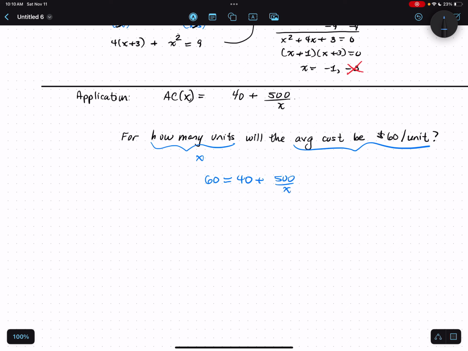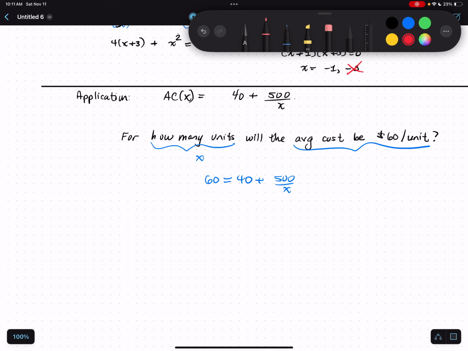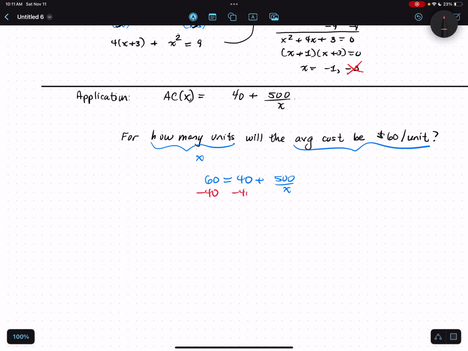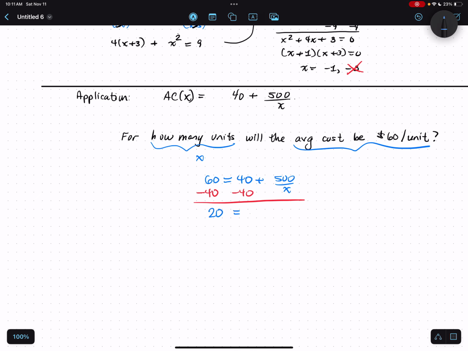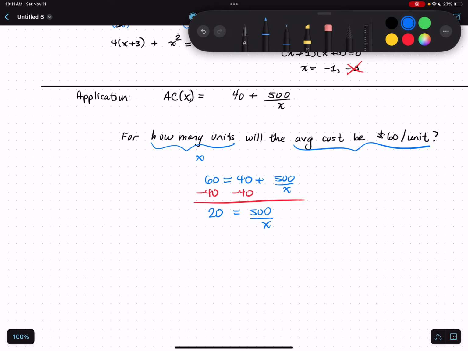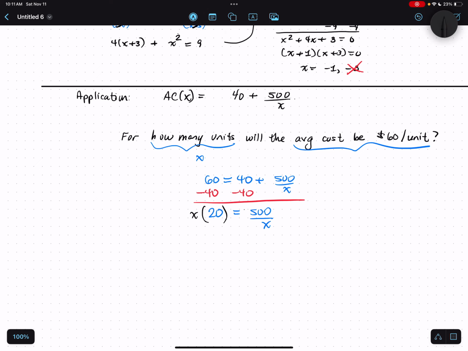And if you want to go ahead and multiply both sides by x first, you can. I notice that I can combine the 60 and the 40 by subtracting 40 from both sides. So I'm going to go ahead and do that first. And writing that out, we have 20 equals 500 over x. I'm going to multiply both sides by x now. And now we have 20x equals 500. Divide both sides by 20. It looks like x equals 25 units. So it means when there are 25 units produced, the average cost per unit is $60.